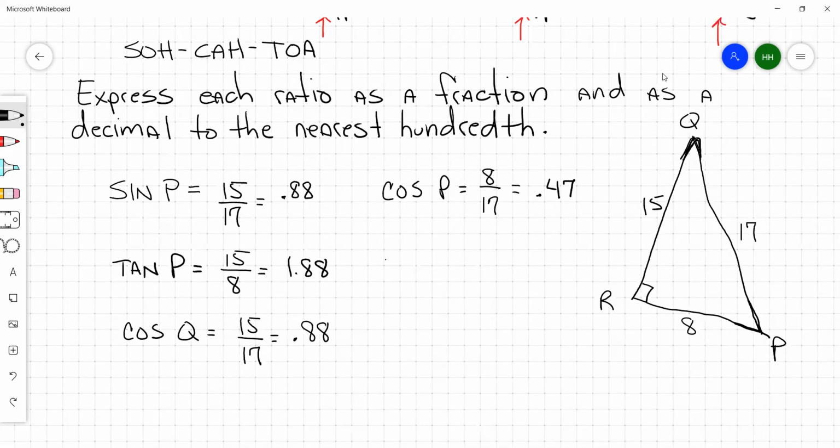Sine of Q. Back to the acronym. Sine equals opposite side over hypotenuse. So here's angle Q. The side that is opposite of angle Q is the 8. The hypotenuse of the triangle is the 17. Something's wrong. Well, maybe not. 8 over 17, we just did it. That's 0.47 again.